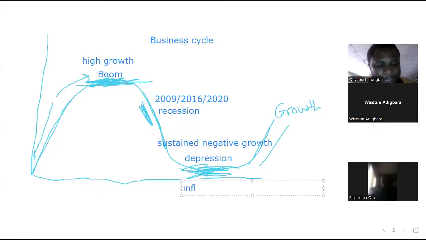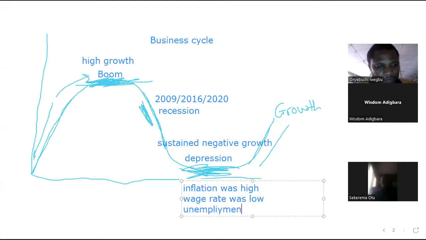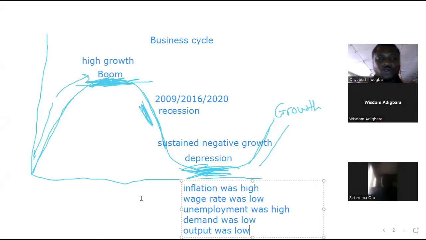Look at what happened. Inflation was high. Wage rate was low. Unemployment was high. Demand was low. Output was low. During that period, inflation was high, wage rate was low, unemployment was high, demand was low, output was low. Economies experienced that depression.